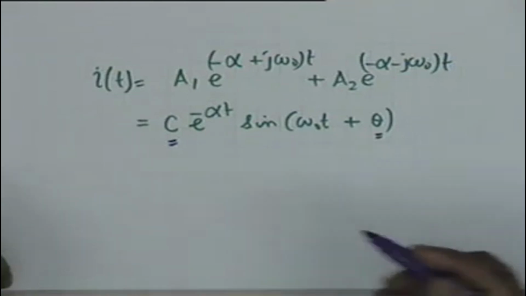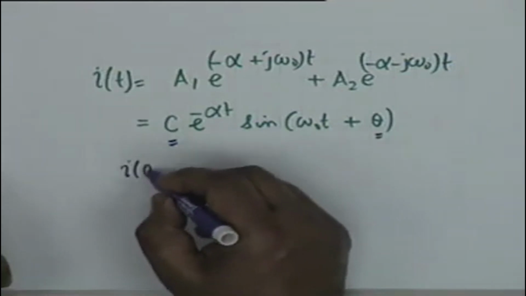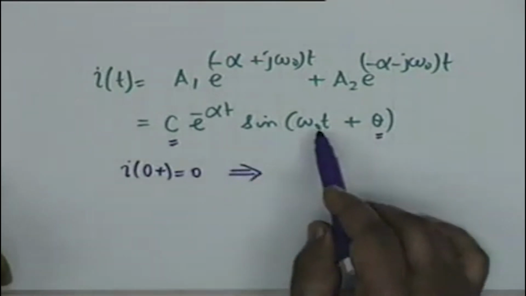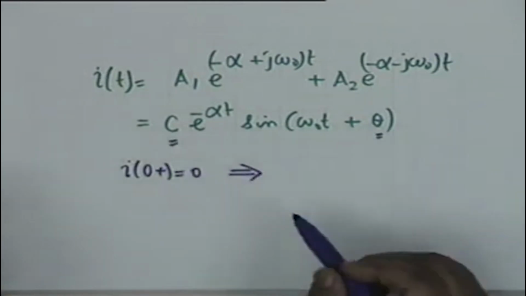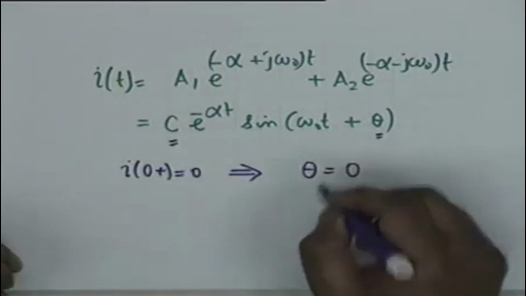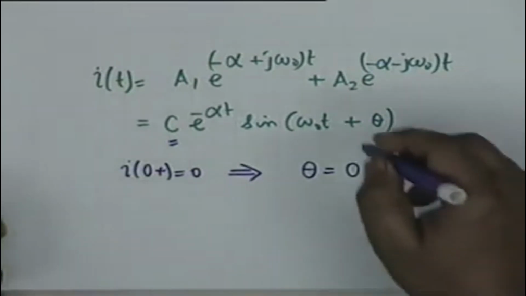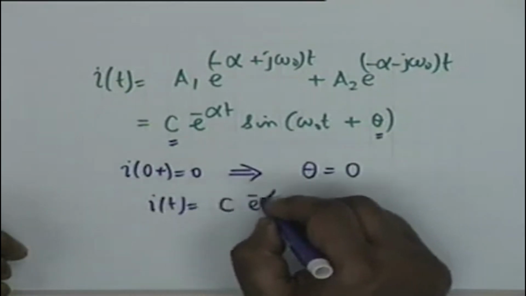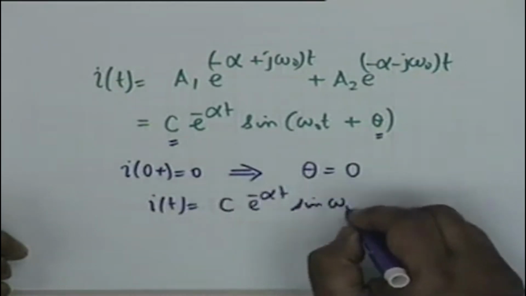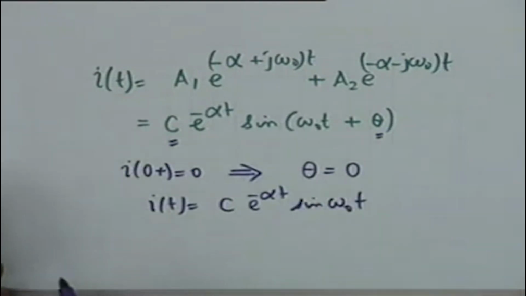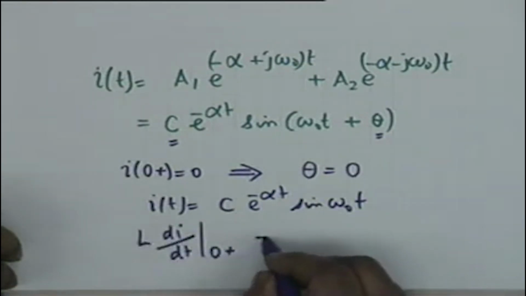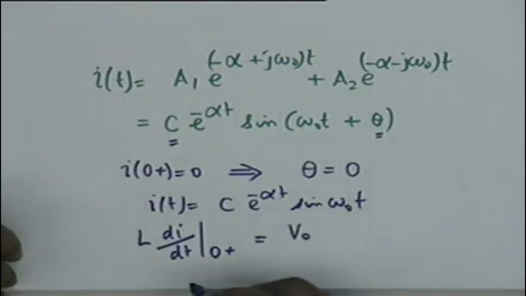Let's look at the initial conditions. I of 0 plus is equal to 0. This means if I put t equal to 0 here, then C sine theta should be equal to 0, which means that theta should be equal to 0. Alright, and therefore my solution is I of t is equal to C e to the minus alpha t sine of omega 0 t. Once again, the other equation is that L di dt at t equal to 0 plus is equal to V0.